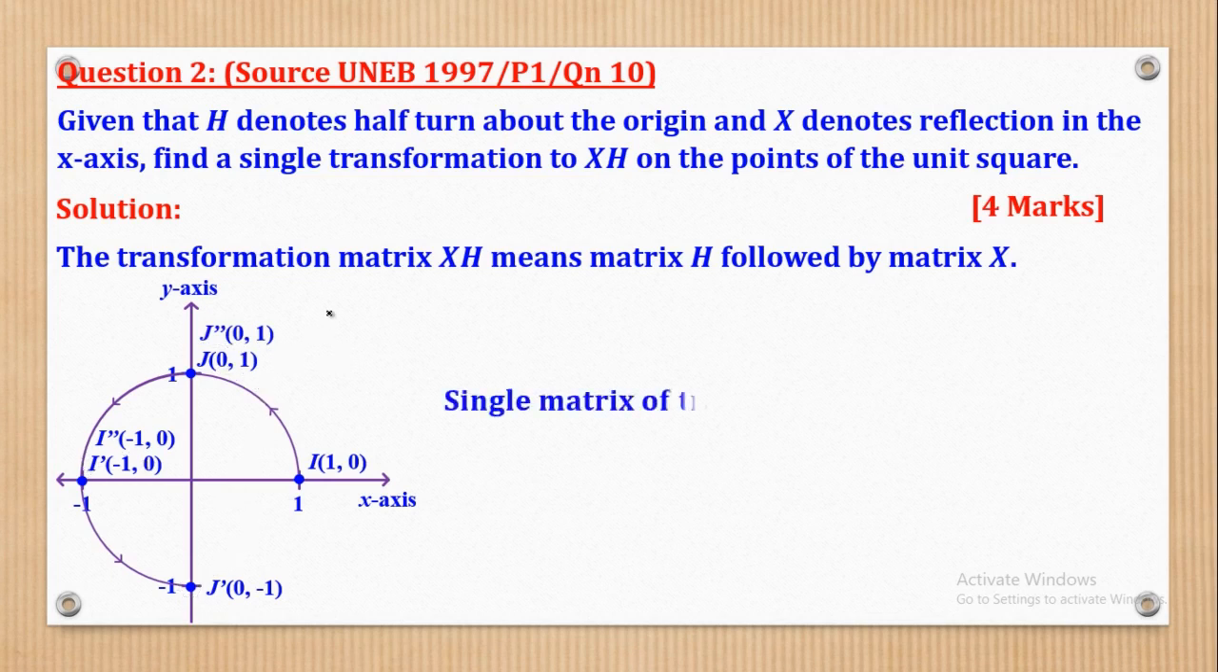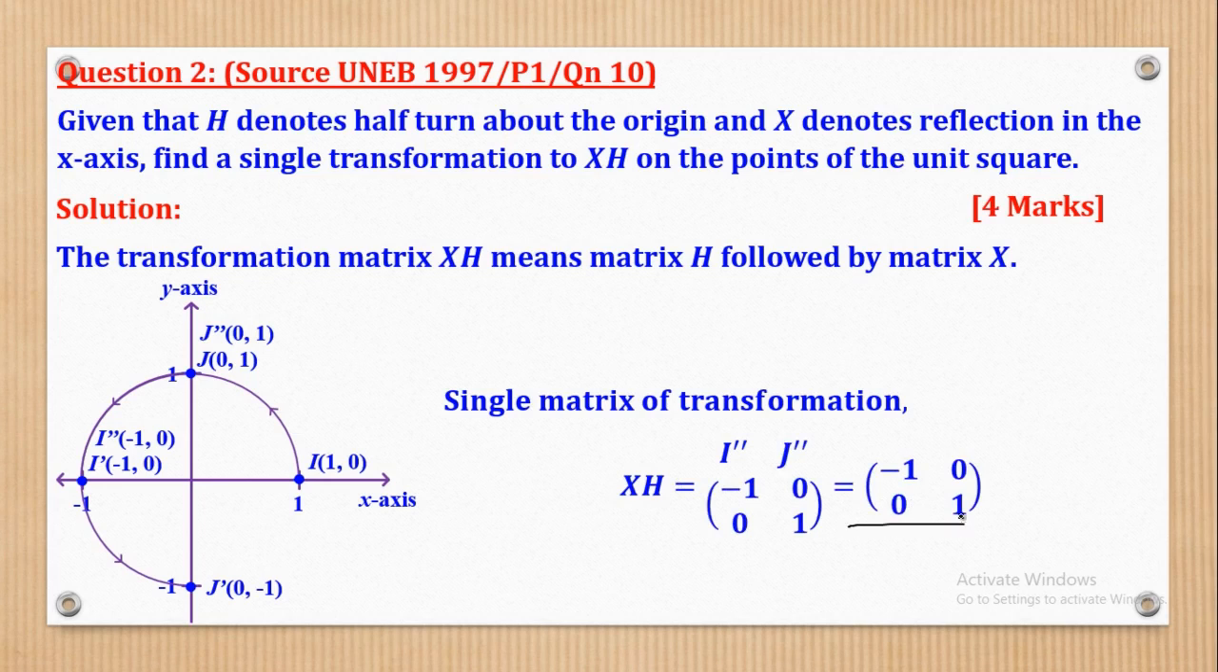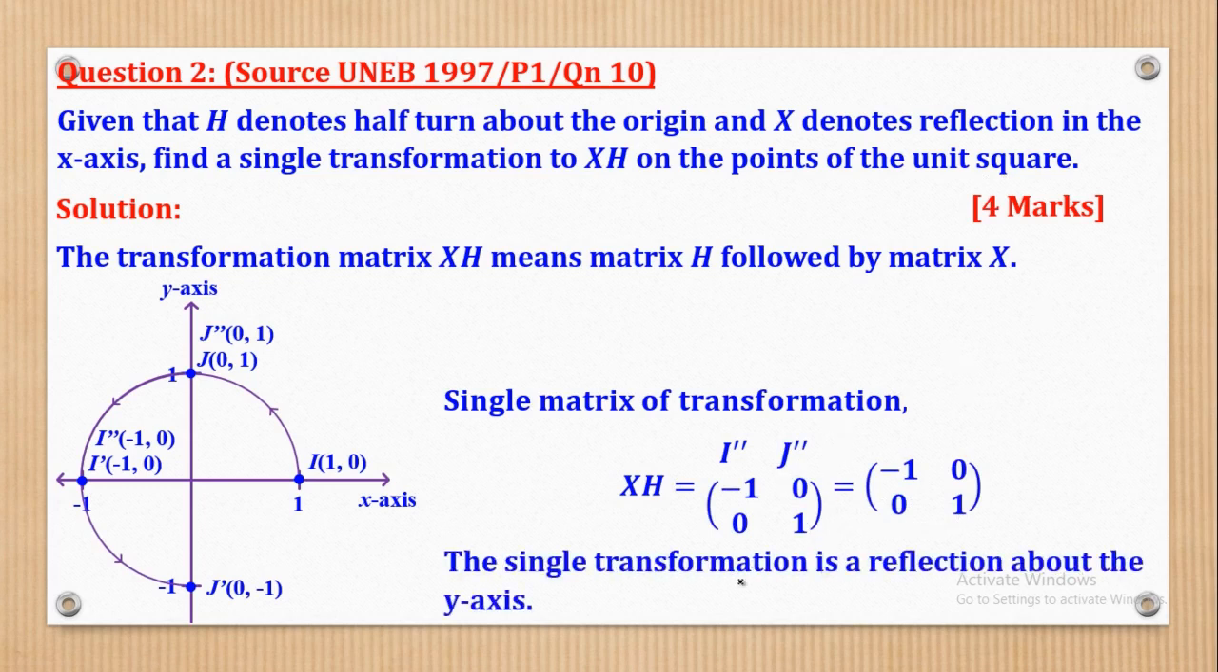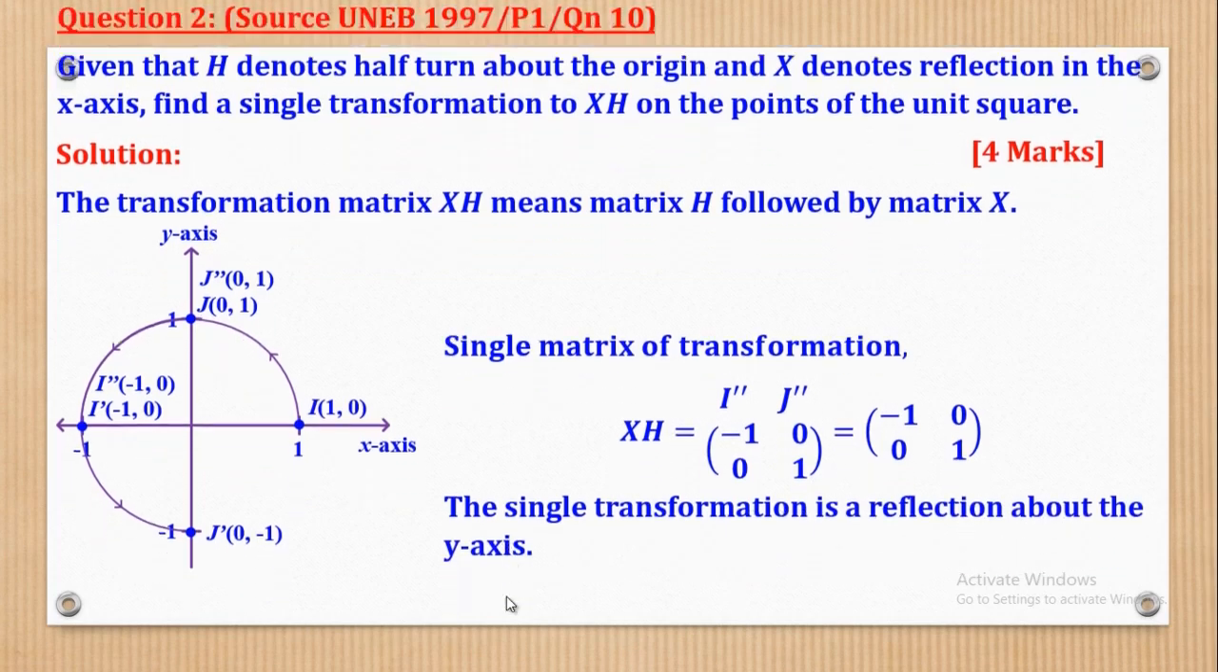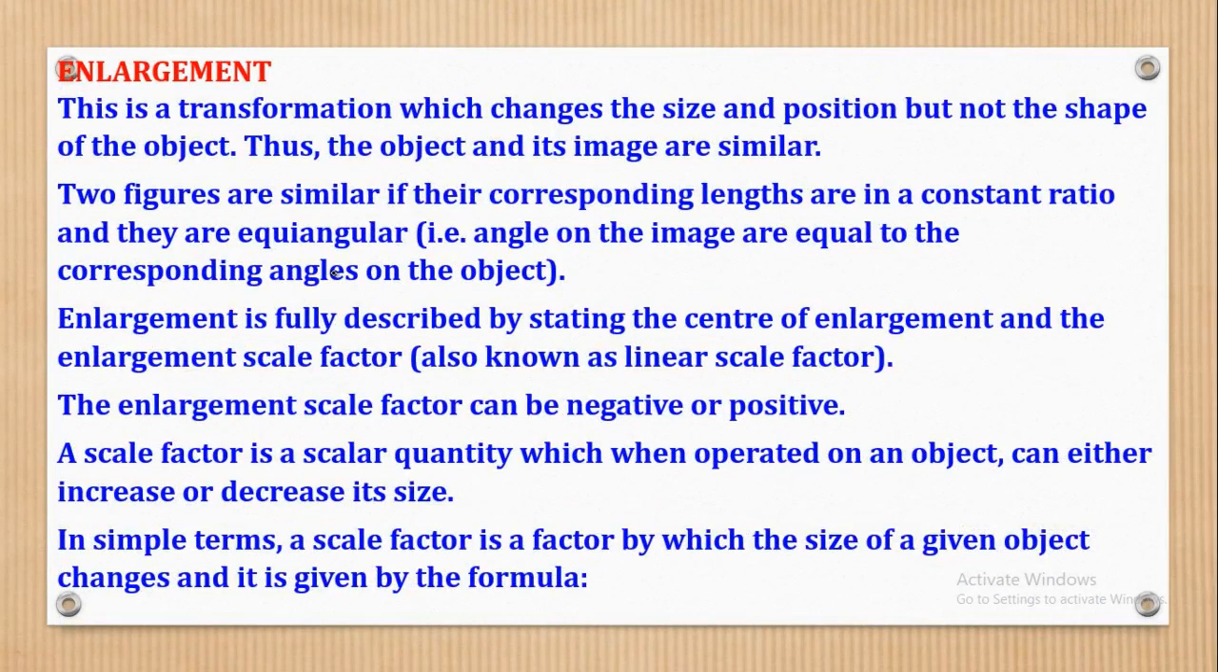After that, we write a single matrix for I double prime and j double prime, which is that, and that's what they wanted. So we conclude that the single matrix is a reflection about the y-axis. So that has been rotation.